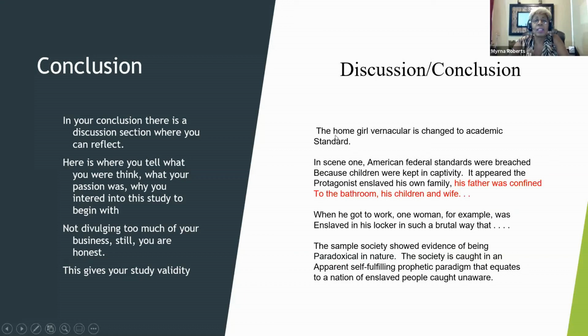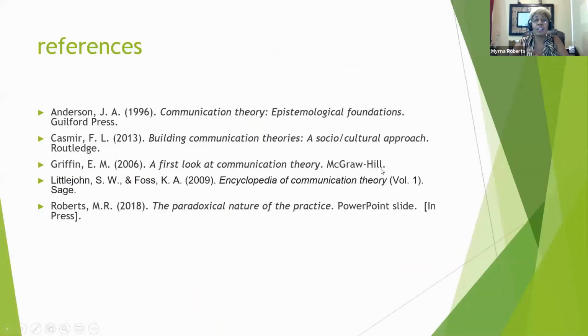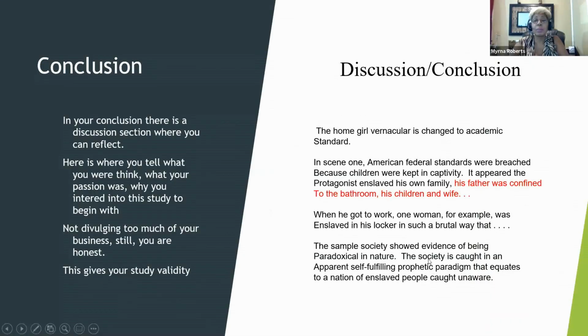I wrote, okay, the homegirl vernacular is changed to academic standard. In scene 1, American federal standards were breached because children were kept in captivity. It appears the protagonist enslaved his own family. His father was confined to the bathroom, his children, his wife, blah, blah, blah. When he got to work, one woman, for example, was enslaved in a locker. It was such a brutal way that blah, blah, blah.